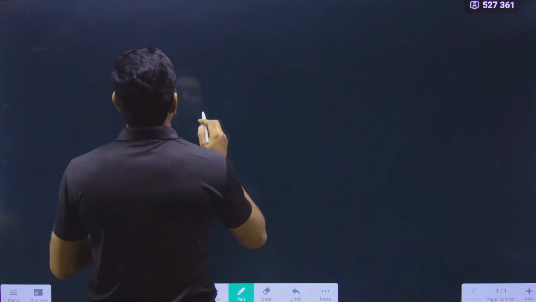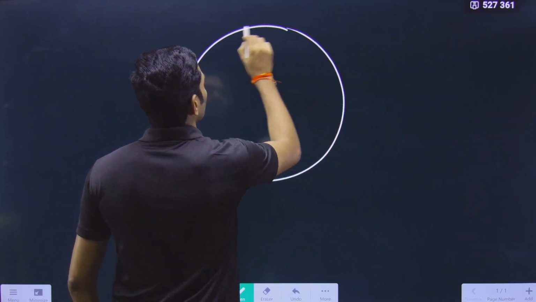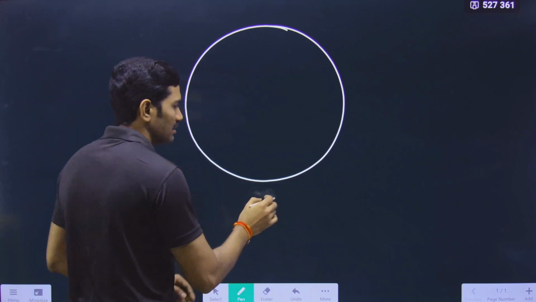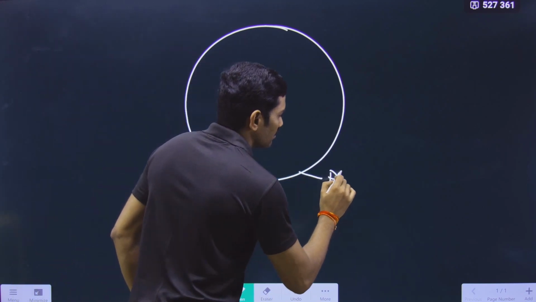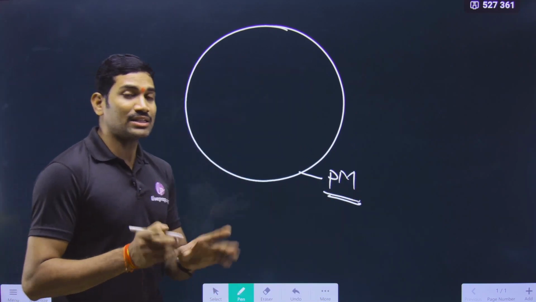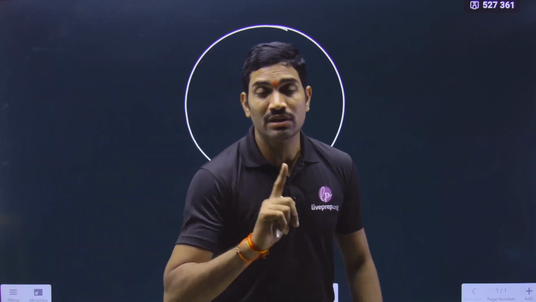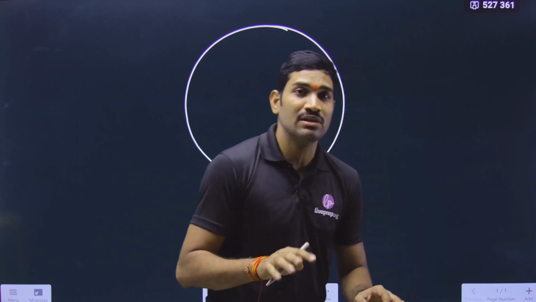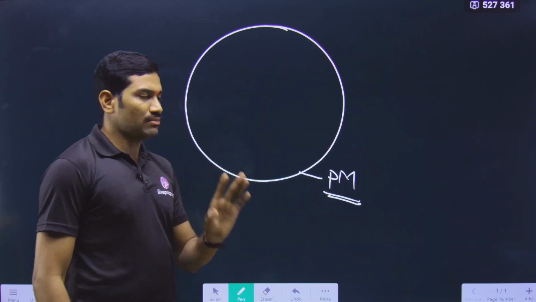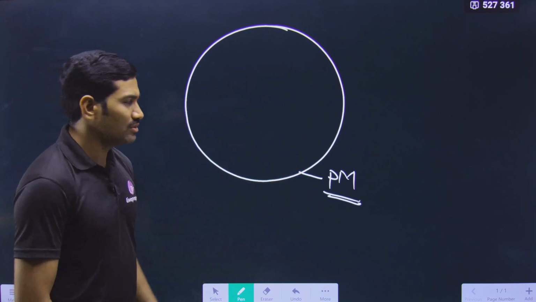Suppose this is a cell, and suppose this is the plasma membrane. Please remember, for the cell, the plasma membrane is compulsory. Cell wall is not compulsory, because not all cells have a cell wall. Only a few types of cells have a cell wall. But the plasma membrane is compulsory. So this is the boundary of the cell.